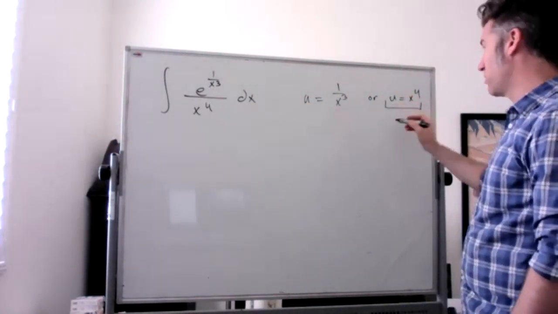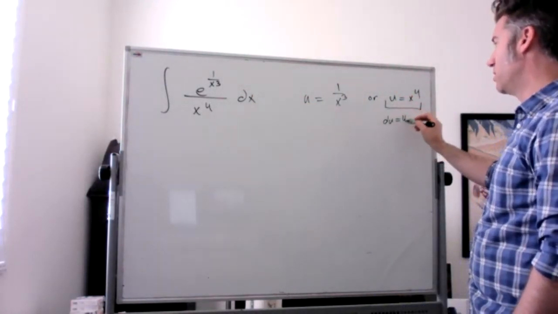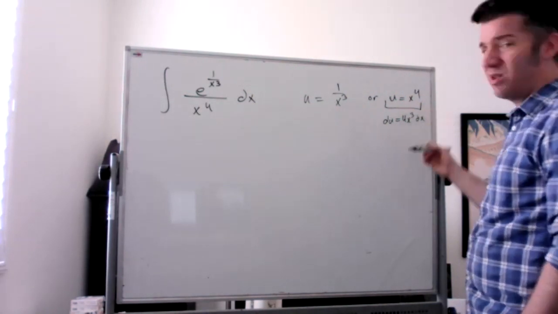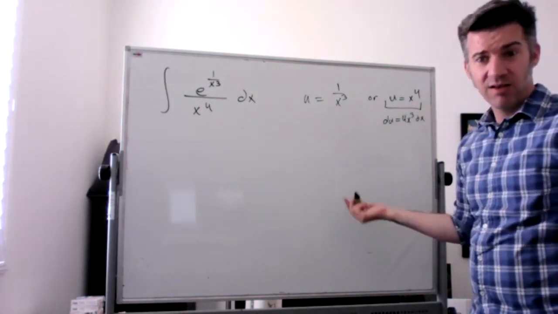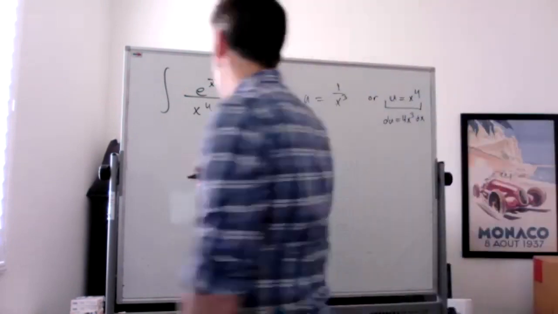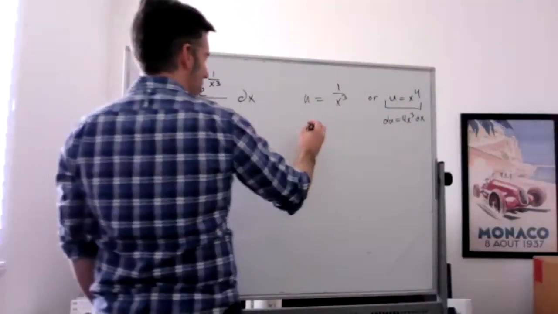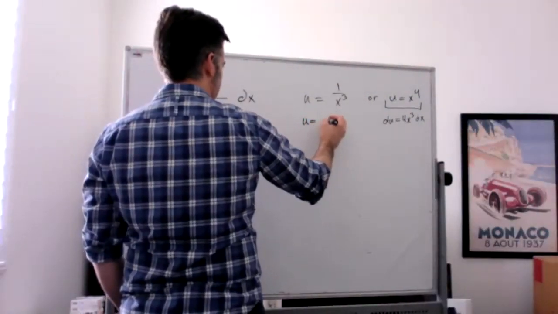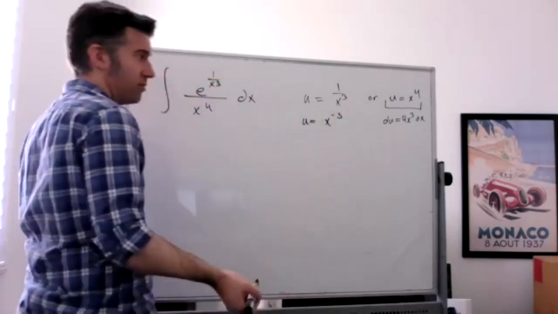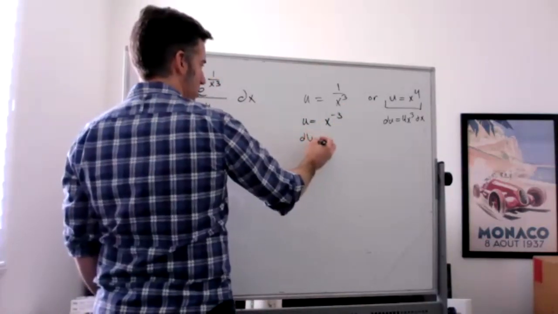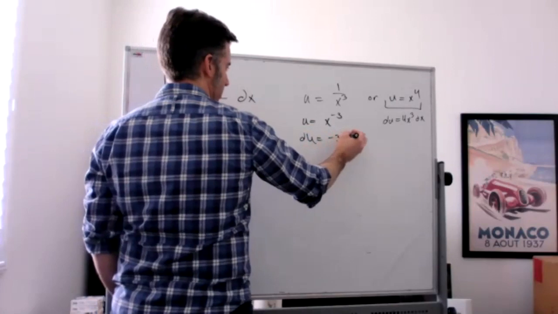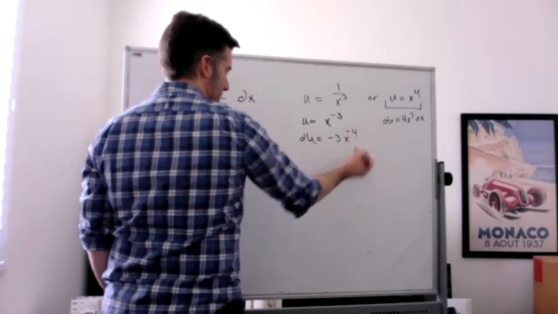Because if you let u equal x to the 4th, your du is 4x cubed dx, and we don't really have that. So instead, let's try letting u equal 1 over x cubed, which I would rather write as x to the negative 3rd. Then my du is negative 3 times x to the negative 3 minus 1.